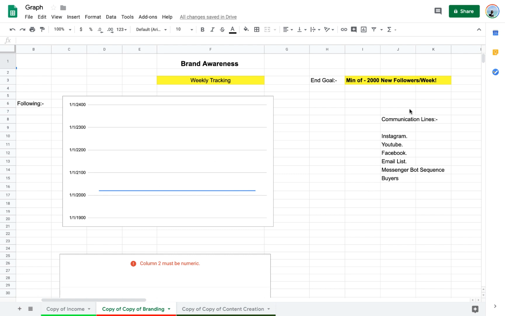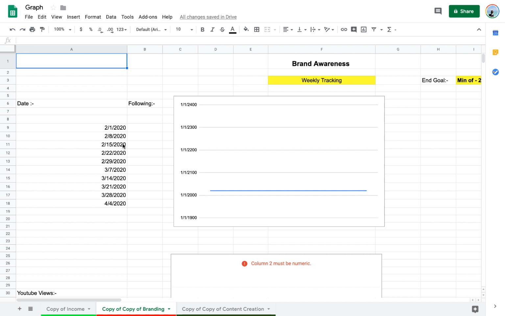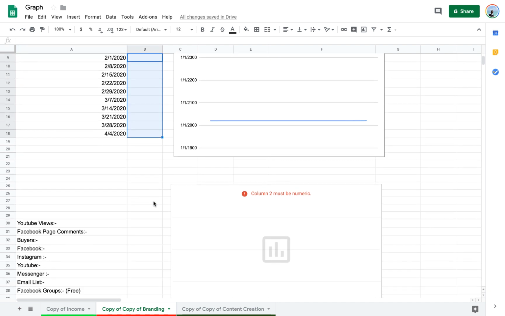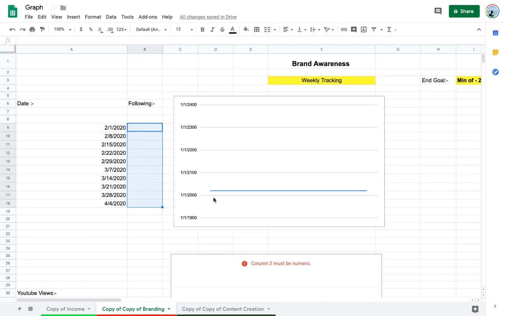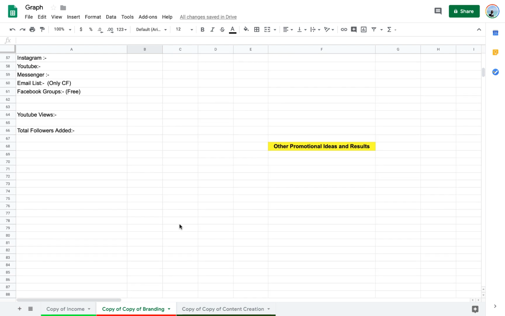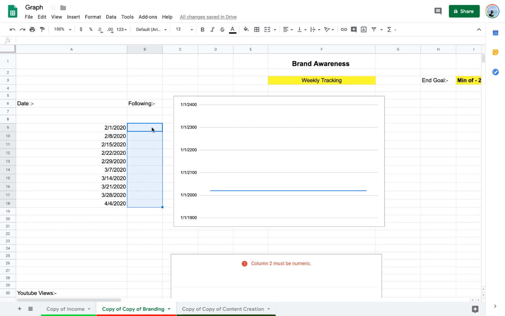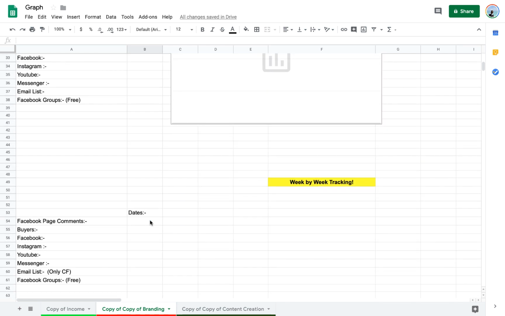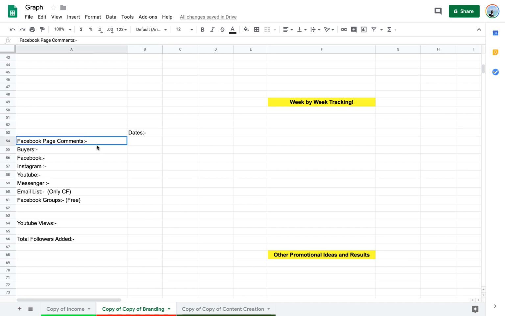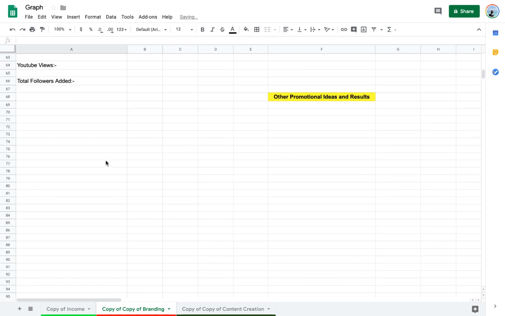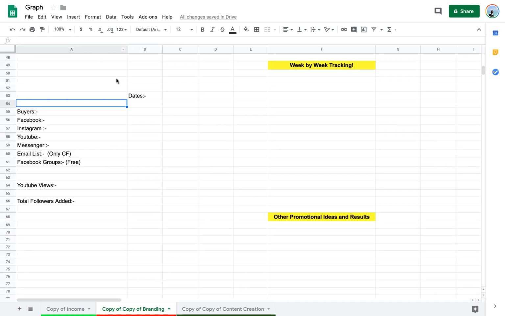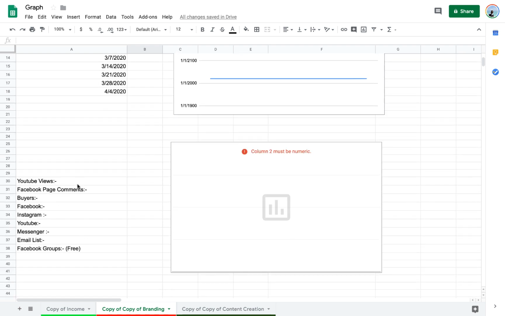This one's equally simpler. This is called communication lines. So it's Instagram, YouTube, Facebook, email list. Put your numbers in here. For like the increase, what I do is I usually add everything. So like I'll add Facebook page comments, buyers, Facebook, everything. Okay, and I'll just put it here. In terms of followers, page comments is not necessarily something that you add. My bad. The other ones you do, except for the YouTube views, you add everything else.